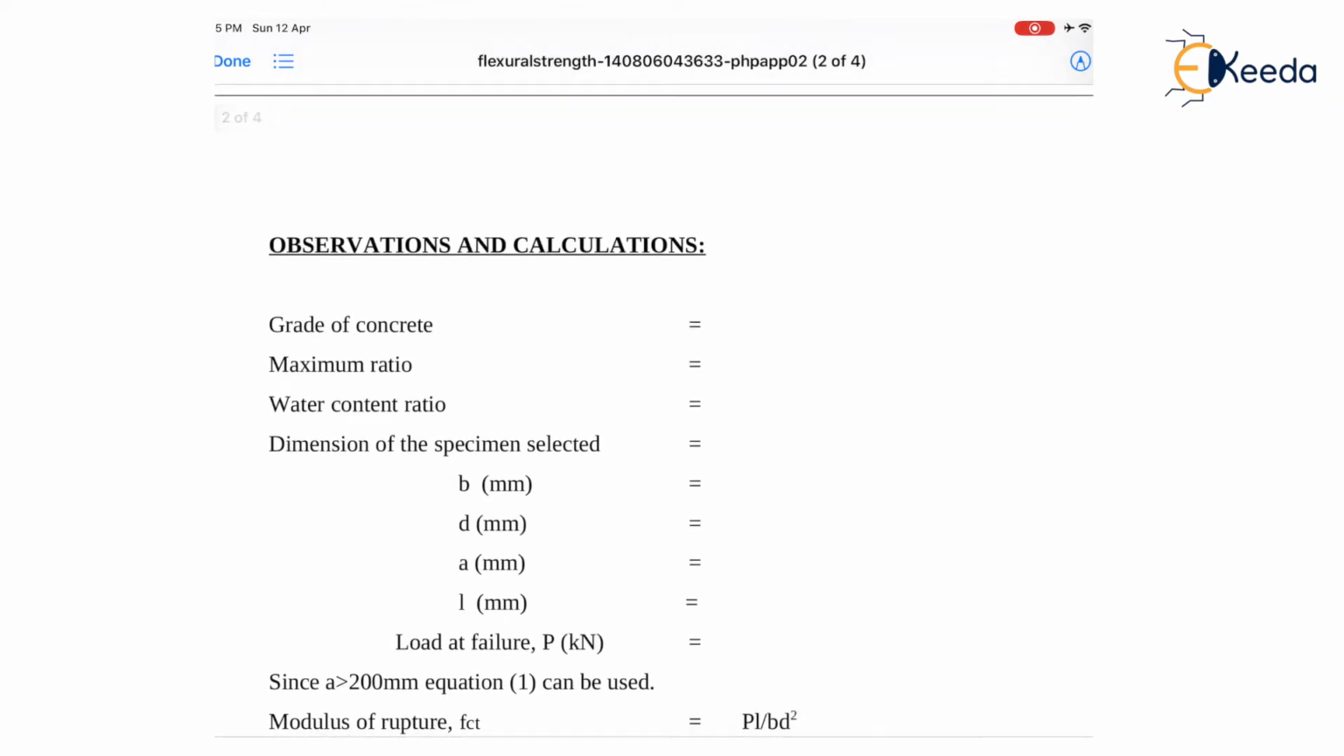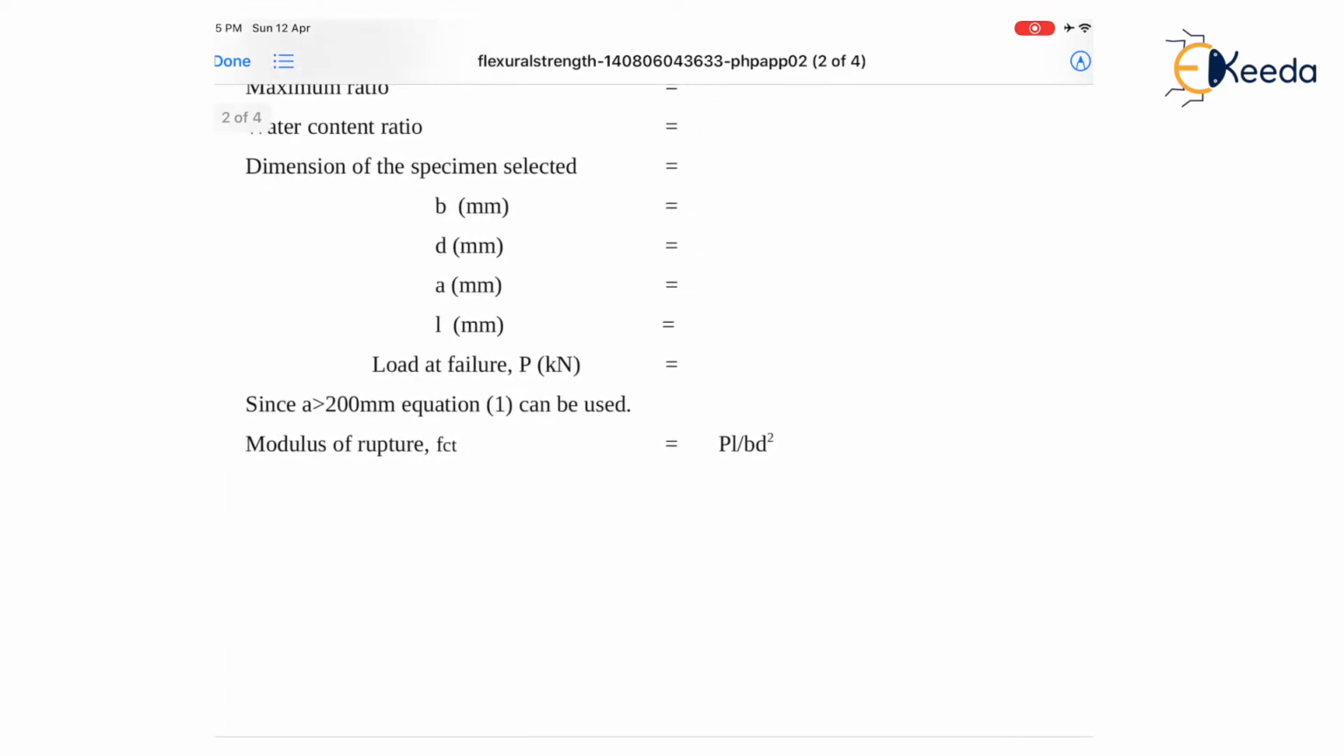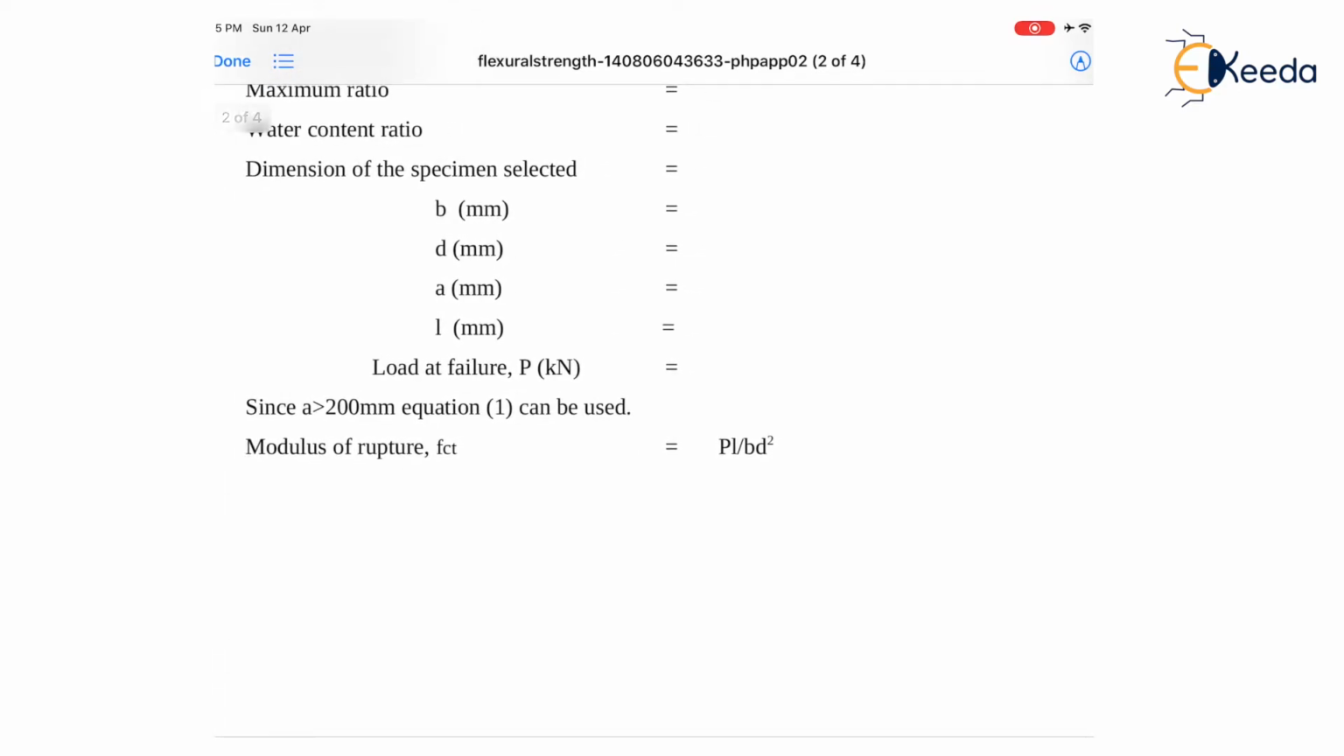Now the observations: what we have to observe first is the grade of the concrete, then the maximum size of aggregate and water cement ratio, and the dimensions of the specimen like width, depth, area and length. Then we have to record the load at which it fails, that is P. So the modulus of rupture can be found out by using the formula load into length upon BD square, that is the cross section.